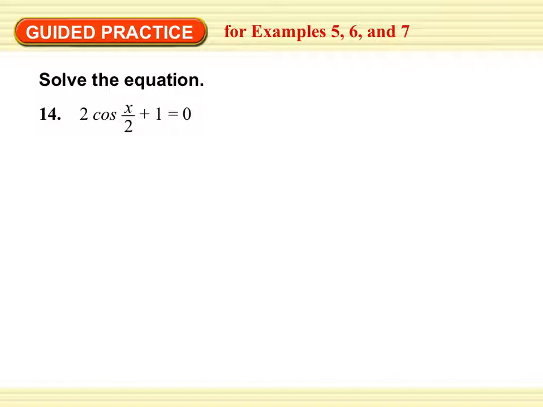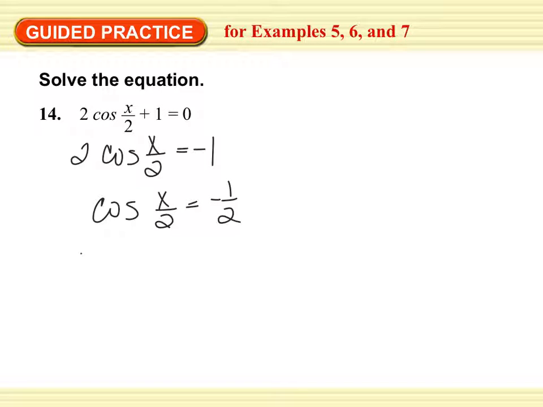Okay, solve the equation. This one's a tad bit easier. I'm going to subtract 1 from both sides, and then divide both sides by 2. Then I can figure cosine to the -1 of -1/2 equals x over 2. Handy dandy calculator. Hold on, negative. That gives me 120 degrees. X over 2 is 120, which is 2 pi over 3.